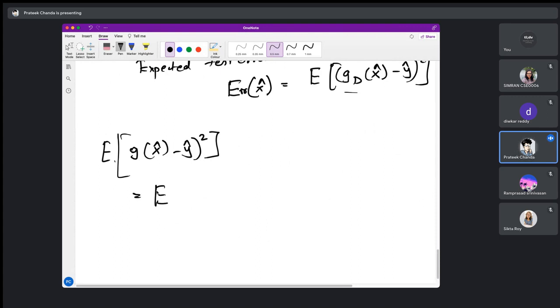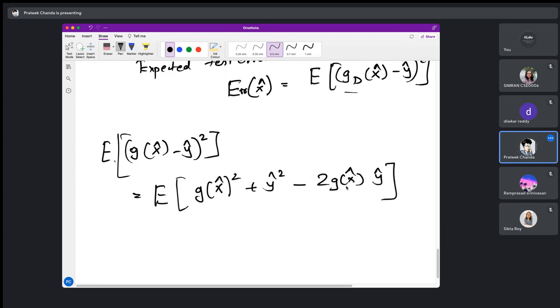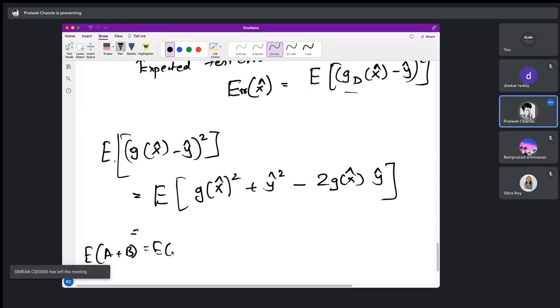Let's expand and see what we get. If I do just a whole square expansion, it would be plus y hat whole square minus 2g of x hat y hat. And since you probably know, expectation has linearity, that means expectation of a plus b is actually expectation of a plus expectation of b.